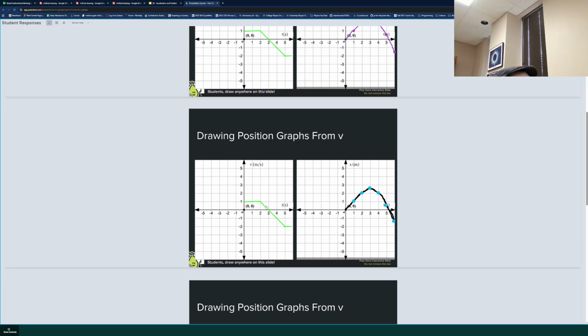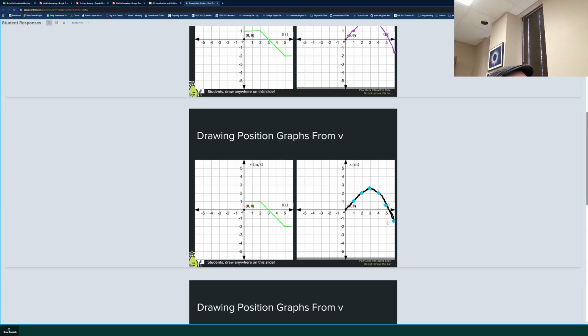So before 3 seconds, we're going upward or to the right or whatever. Let's just say up to make it easy. We're going upward. After 3 seconds, we're going downward. So right at 3 seconds, we're changing direction from positive to negative. And so that's going to be a maximum point there. Between 3 and 5, we should be sloping more and more downward because our velocity is negative and getting more negative.